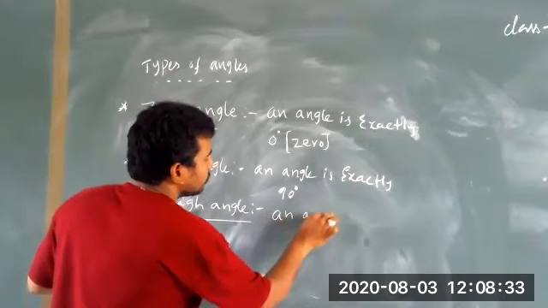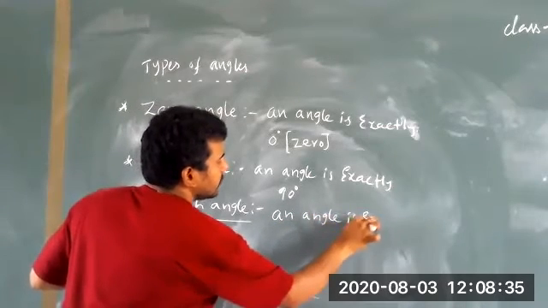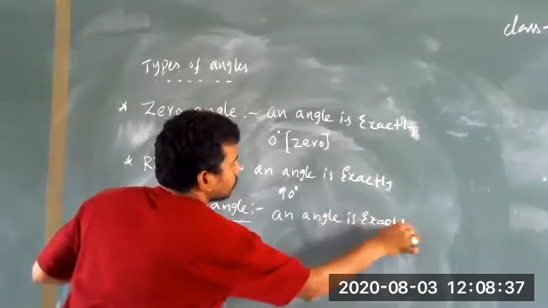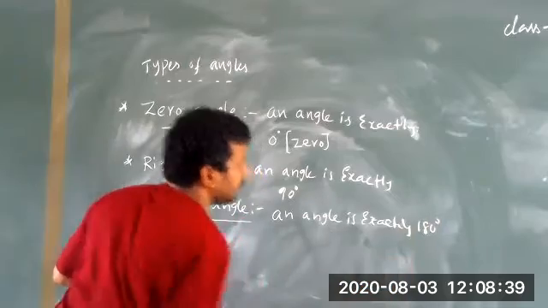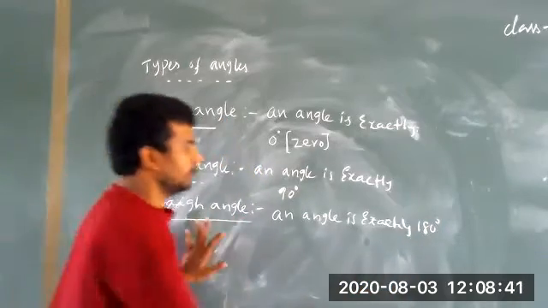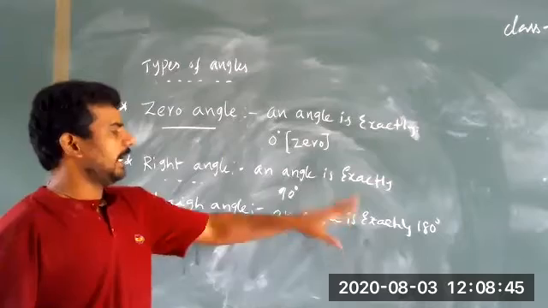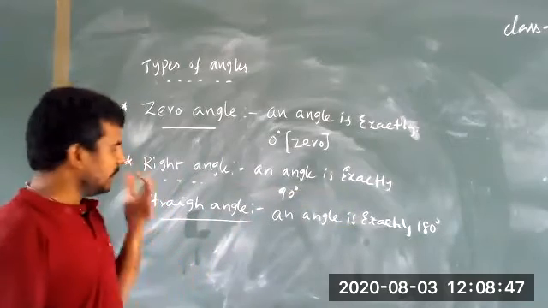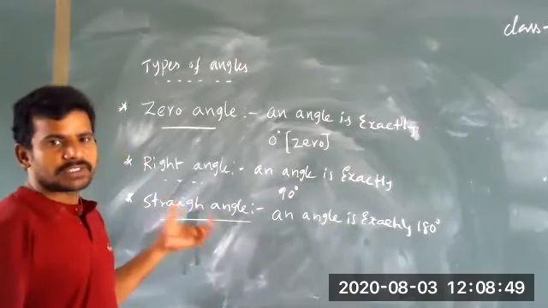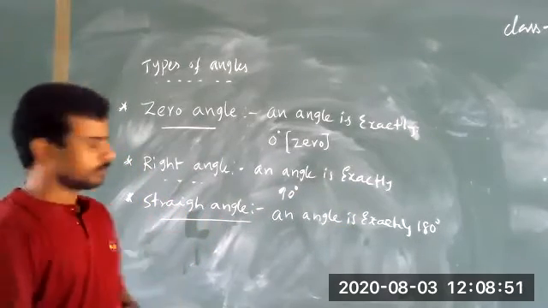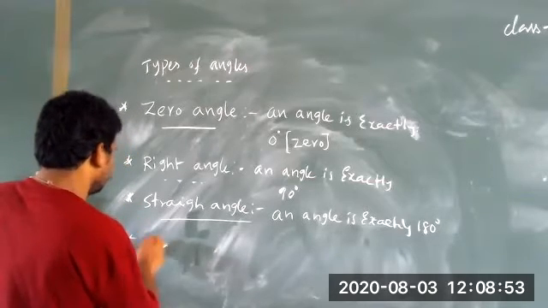An angle is exactly 180 degrees, so it is called straight angle. What about straight angle, children? An angle is exactly 180 degrees, so it is called straight angle. Now, complete angle.